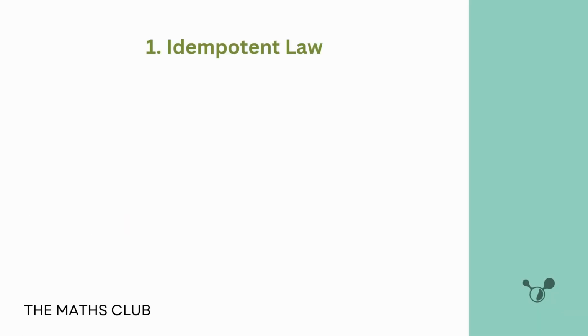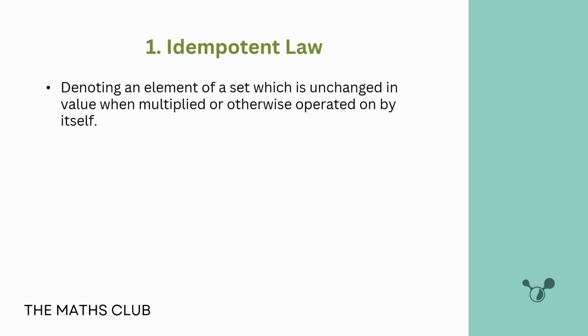So the first law is the Idempotent Law. What does idempotent mean? It is denoting an element of a set which is unchanged in value when multiplied or otherwise operated on by itself. An example is, if you have the number 1 and you multiply 1 by itself, will it change? No. 1 times 1 still remains 1. That is a very close example, but let's see it in set theory.